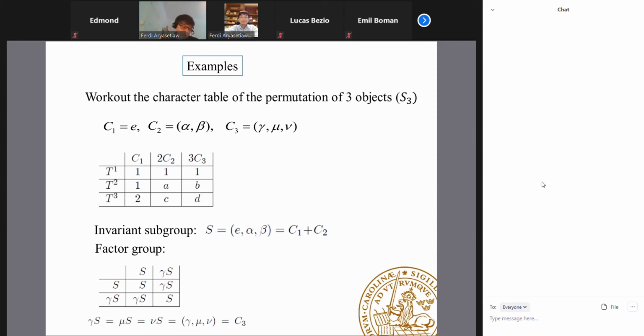So last Tuesday, we considered an example on how to work out the character table of the group S3. So that's the permutation group of 3 objects. I would like to consider 2 more examples, in a way simpler. So let's go through this. Let me remove the video here.